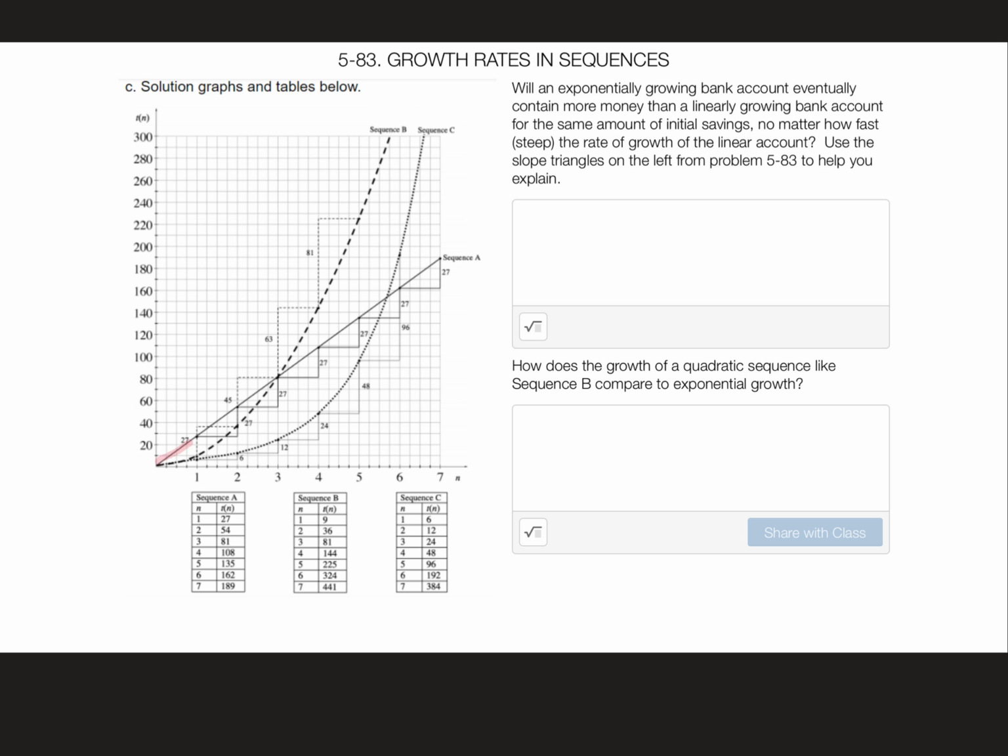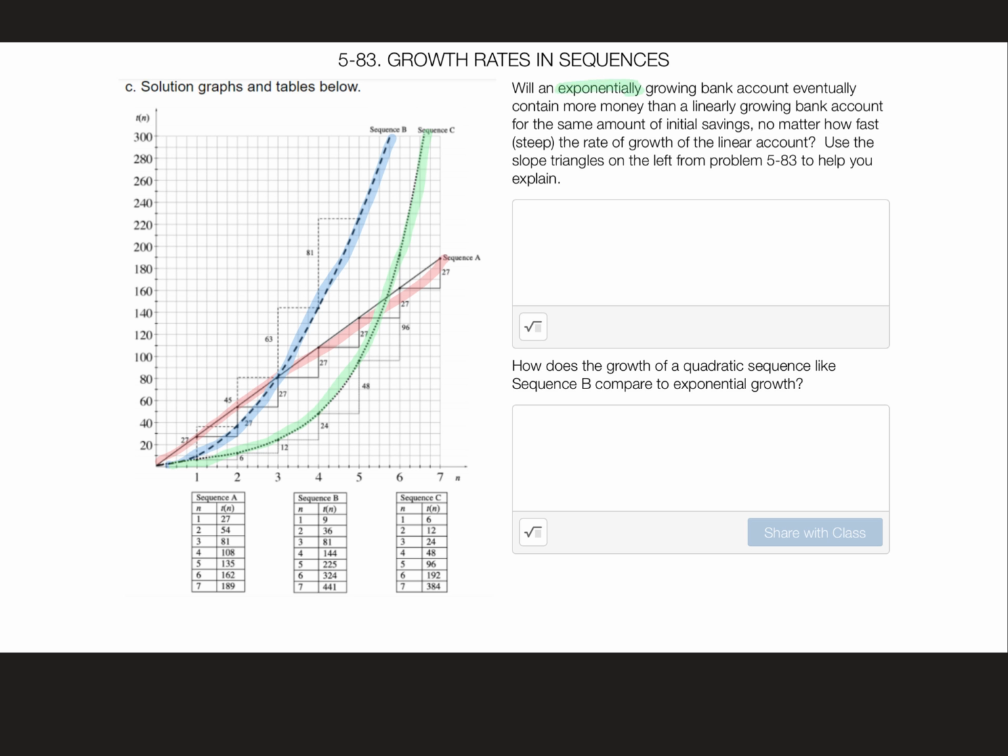So I'm just going to highlight these in 3 different colors. So we have sequence A, which was our linear function. I'm going to highlight in red. Sequence B, which was neither linear or exponential, we're going to highlight in blue. And then sequence C, which was our exponential function, I will highlight in green. So let's go ahead and look at this first question.